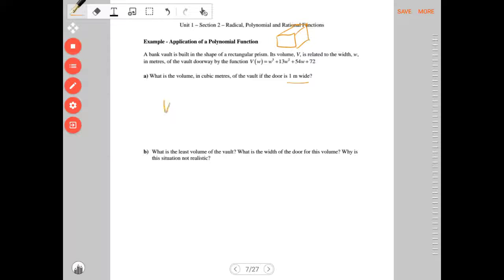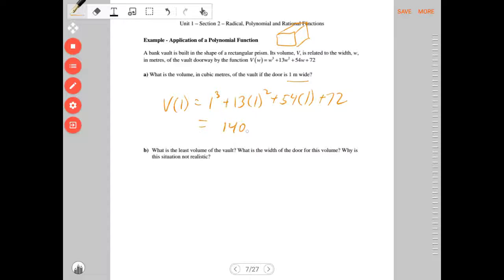So really all that wants is volume with the width of 1. So we put the 1 in for W, so 1 cubed plus 13 times 1 squared plus 54 times 1 plus 72. So you just type that into your calculator and you get 140 cubic meters. So the vault is that big. The door would be 1 meter wide. Okay, so B, what is the least volume of the vault? Then it says, what is the width of the door for this volume? Why is this situation not realistic?